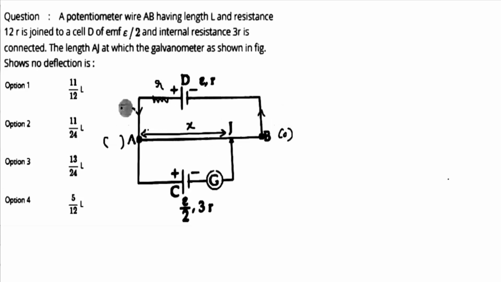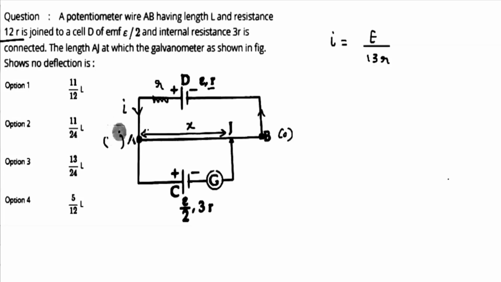So first we have to calculate the value of current. Current can be calculated using Ohm's law. So it can be given as E by total resistance, that is small r, the internal resistance, and the total resistance of AB, that is given as 12R. So it will become a total of 13R. So this much value of current is flowing in this section.